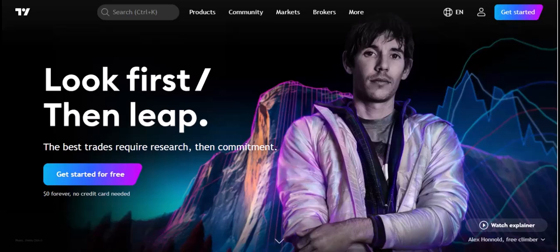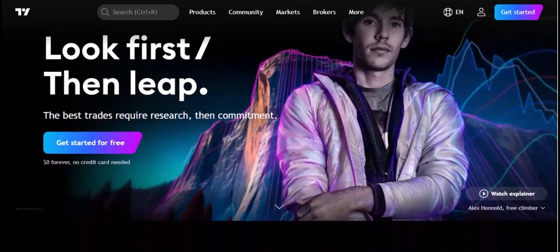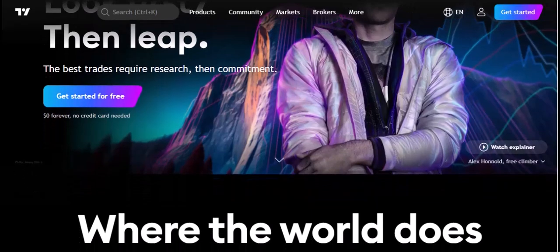Ever stared at those mesmerizing charts, the lines dancing like secrets to wealth, and wondered if you could unlock their mysteries without spending a dime? You've probably stumbled upon TradingView, a platform plastered across the screens of seasoned traders and curious beginners alike. And the big question, the one that likely brought you here, is TradingView really free? Well, let's peel back the layers and get straight to the heart of it.